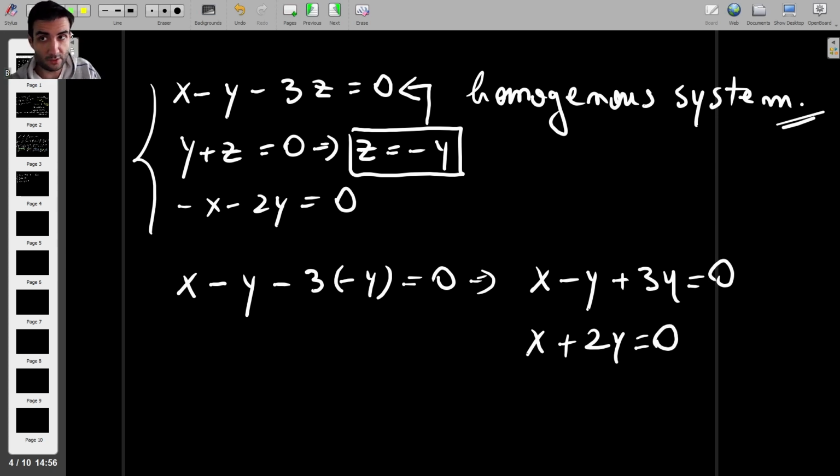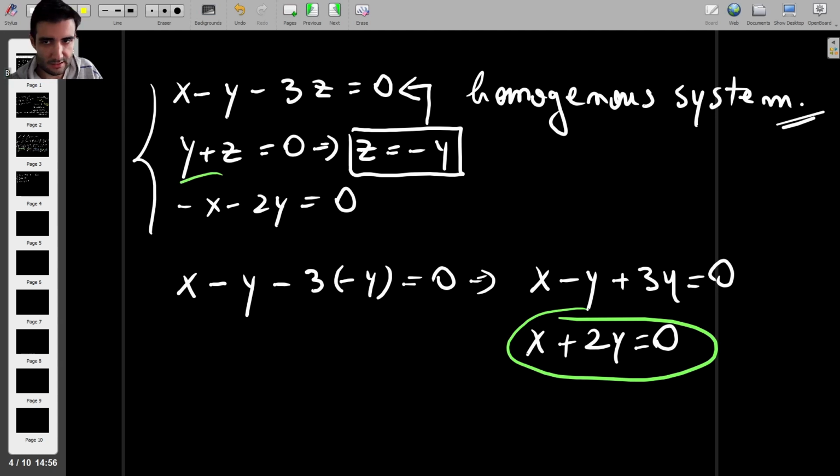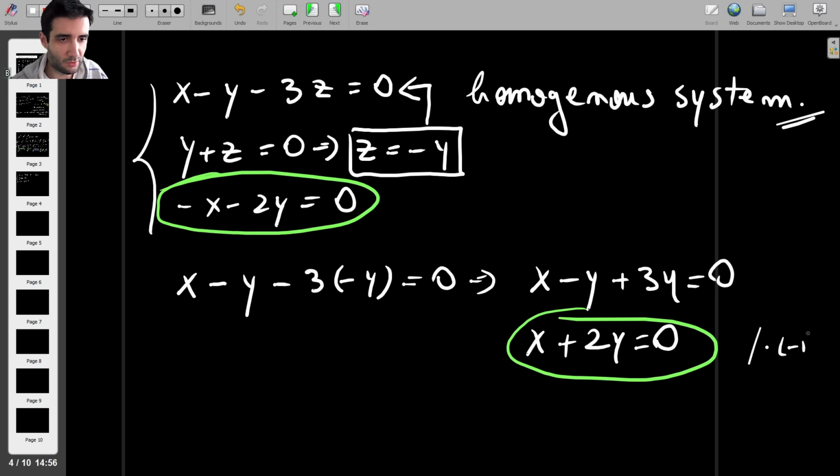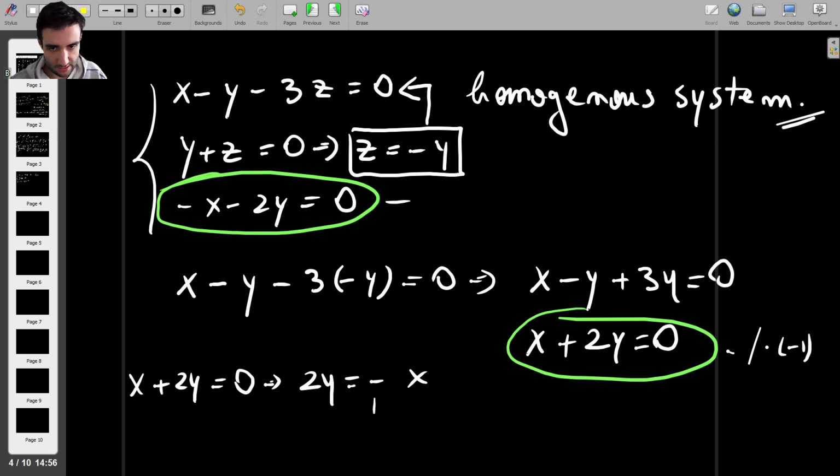And as you'll see, this equation is the same as this equation. If you multiply this by minus 1, you'll get the final equation, which means that those two are not actually independent. You can obtain one from the other by just multiplying by minus 1. So the question is, what do we do at this point? I would write y in terms of x. So x plus 2y is equal to 0, meaning that 2y is equal to minus x, which means that y is equal to minus x over 2.